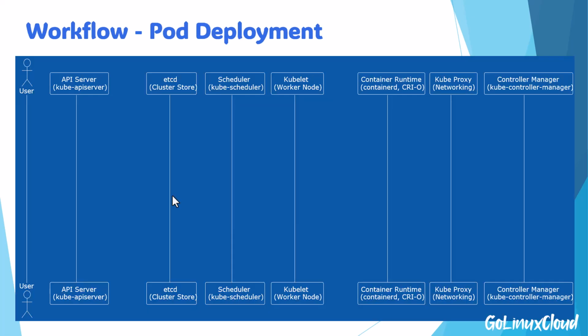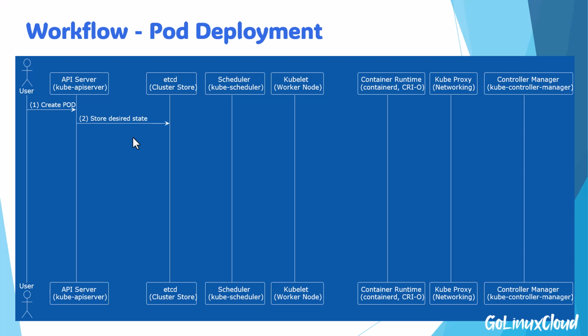Next, let me show you the overall workflow of how the different components we just discussed in the previous slides communicate with each other when we are deploying a fresh pod into the Kubernetes cluster. As you can see, I have created blocks with all the components we discussed earlier, which include API server, etcd, scheduler, kubelet, container runtime, kube-proxy, and controller manager. Now, for example, a user gives a request to create a new pod. After that, what would happen?